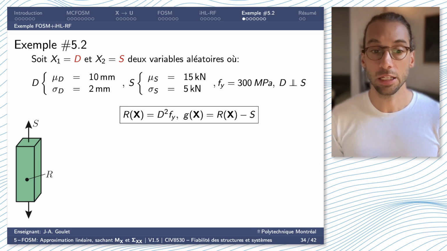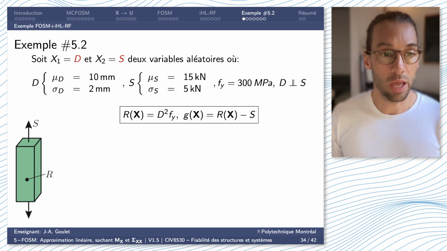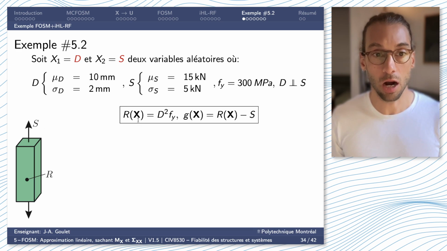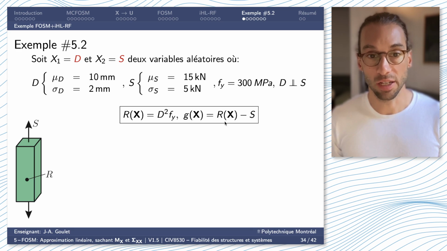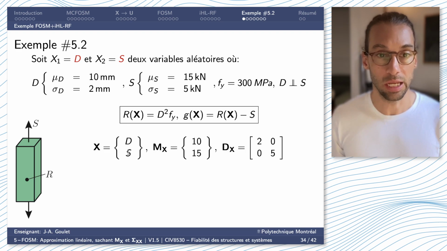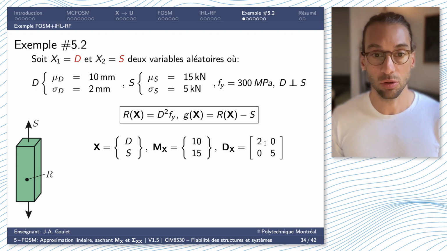So let's apply this to an example. We have again our bar with a resistance R subject to a tensile force S. We're going to model R of X as D squared times F of Y. F of Y is given. And G of X is going to be R of X minus S. So I have my X vector, where X1 is D, X2 is S. I have my mean vector and covariance matrix.